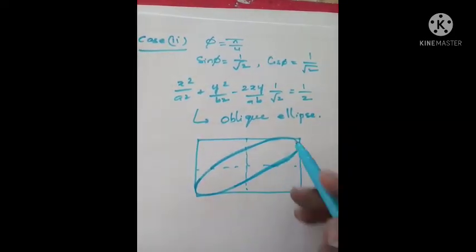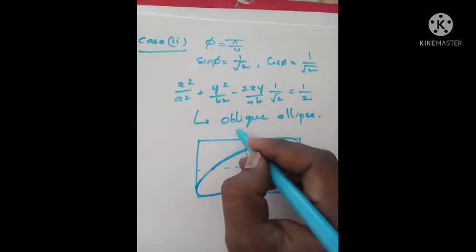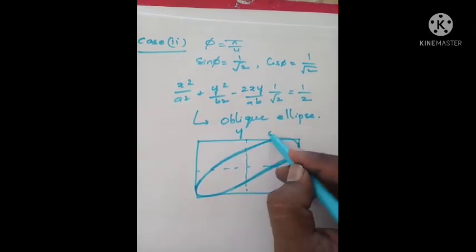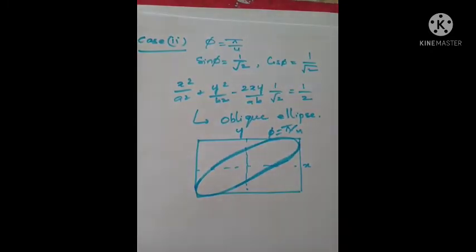The resultant vibration can be like this. This is x, y, where the phase difference phi equals pi by 4. So this is the resultant oblique ellipse. Now let us see case 3.